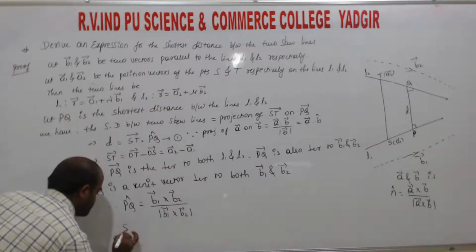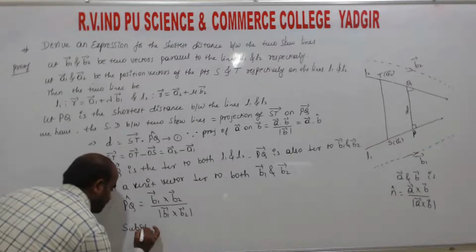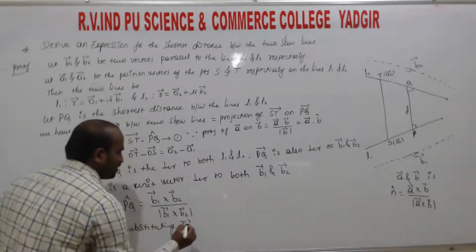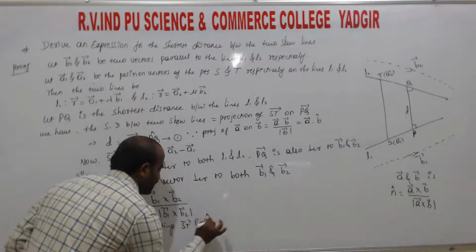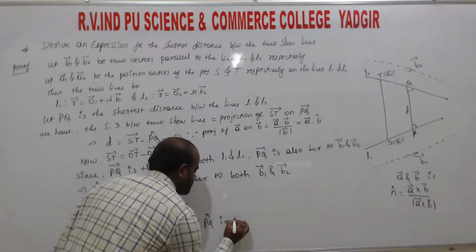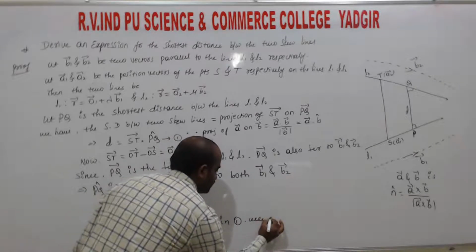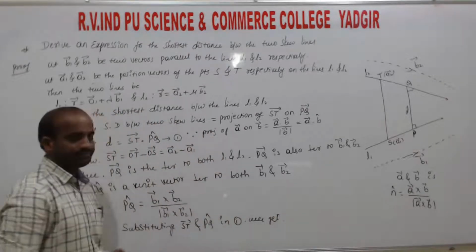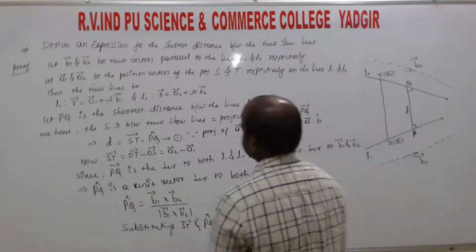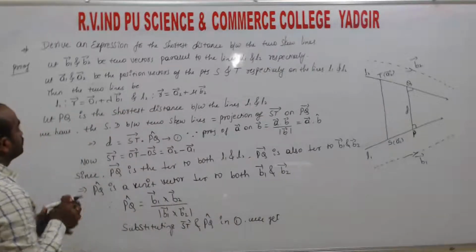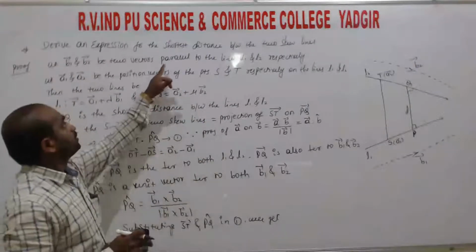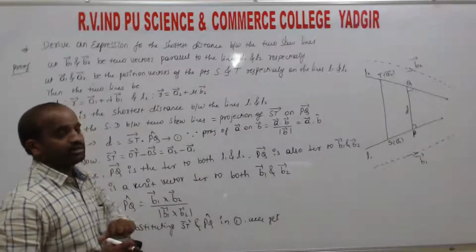Therefore, next is substituting ST vector and PQ cap in equation 1. And as it is, B1 and B2 two vectors are parallel to the lines L1 and L2 respectively.